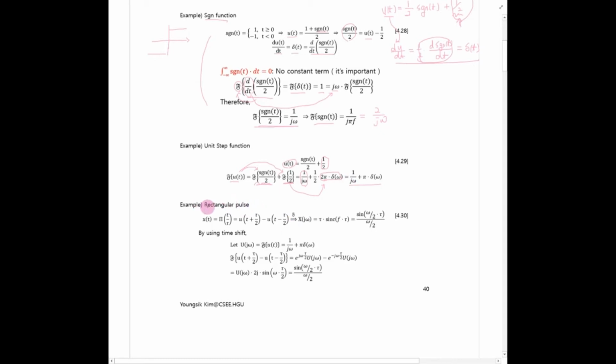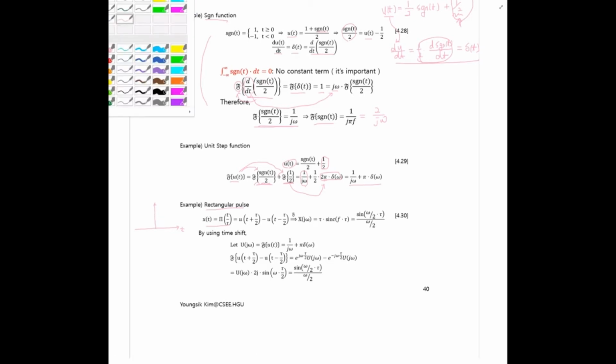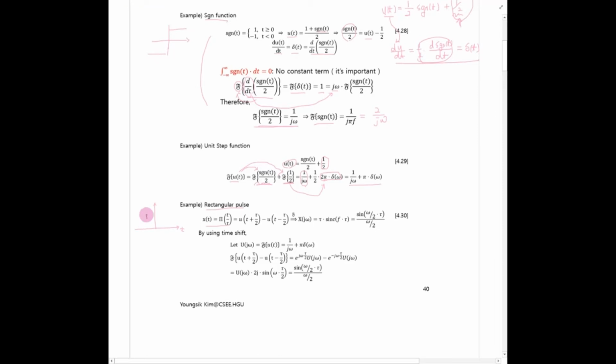Next, consider the rectangular pulse. The rectangular pulse is defined in this way. This can be understood as the rectangular pulse of t over tau. Okay, let's plot that one. It looks like this. All the way it is 0. This is 1, this one is tau over 2, and this one is minus tau over 2. So the width is tau, and the height is 1. So that's this function.